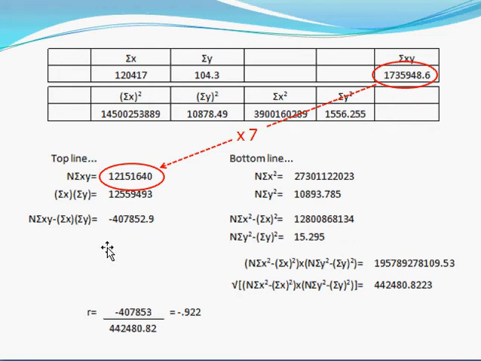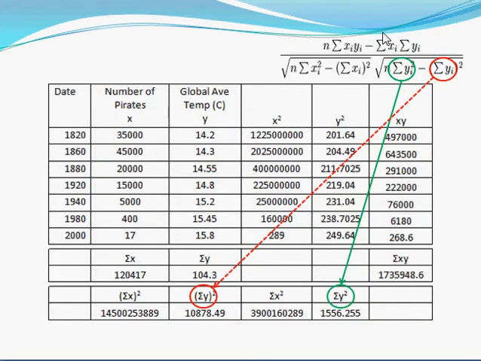Then we subtract one from the other. So, subtract this unfeasibly large number from this almost as unfeasibly large number, and it gives us a difference of about 400,000, minus 400,000. That is the number that corresponds to the top of our equation. We now need to calculate each of these separate bits here.